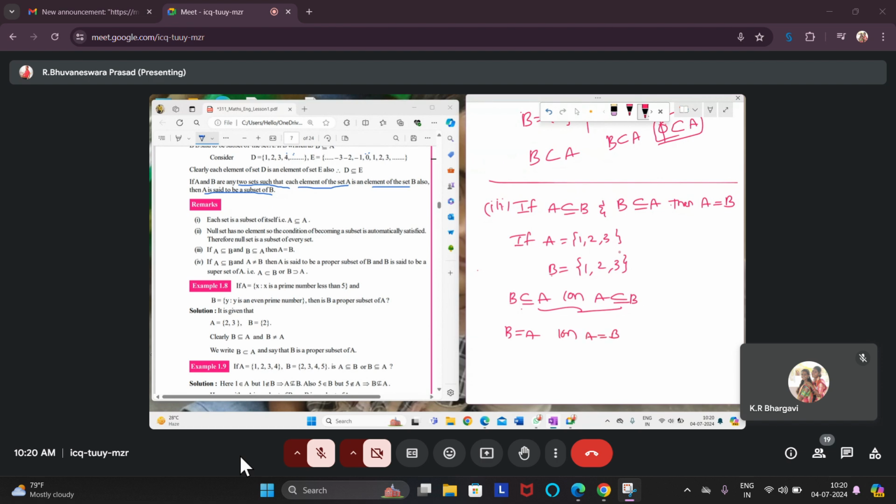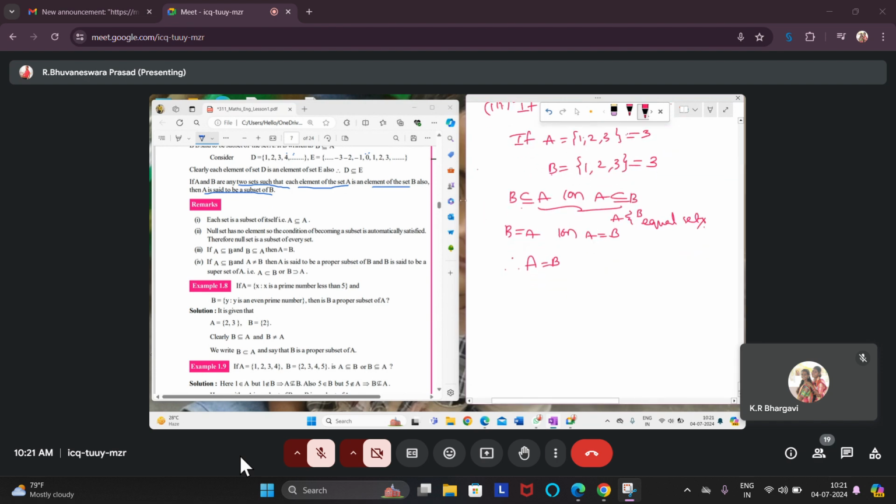Why? Because the number of elements in this set is 3, and in this set the number of elements is 3, so both are equal, and these elements are the same elements as A. That's called equal sets. Already we studied the definition of equal sets in previous classes. So then A equals B.